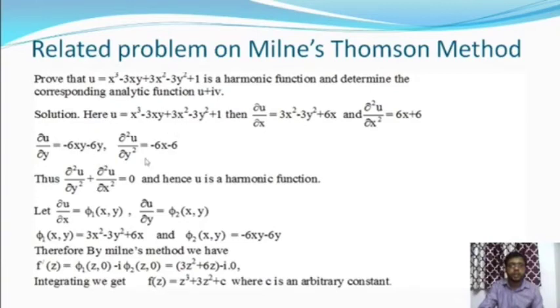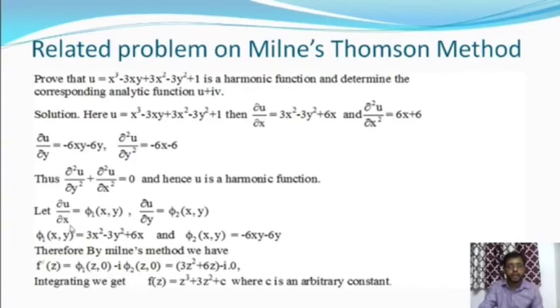So here u is given and u is also a harmonic function, so that means u is an analytic function, and u satisfies the Cauchy-Riemann equation. So what is the Milne-Thomson method when u is given? This is the expression of the Milne-Thomson method. f dash z is equal to phi 1 of z comma 0 minus i into phi 2 of z comma 0. I have already mentioned this in the previous slide. This is the expression of f dash z, or f of z is equal to the integration of phi 1 of z comma 0 minus i into phi 2 of z comma 0.